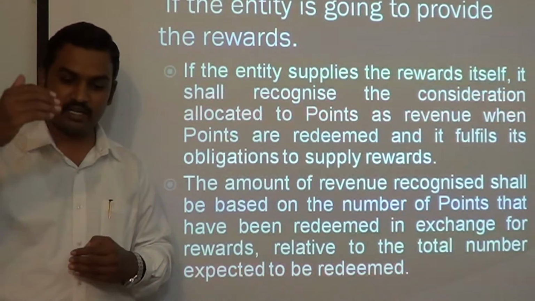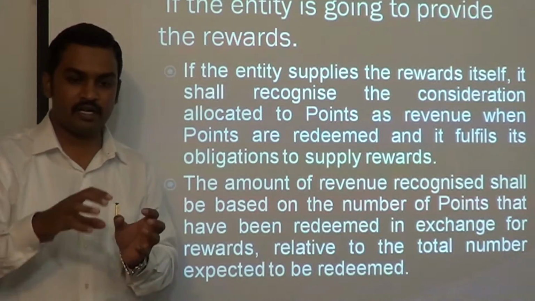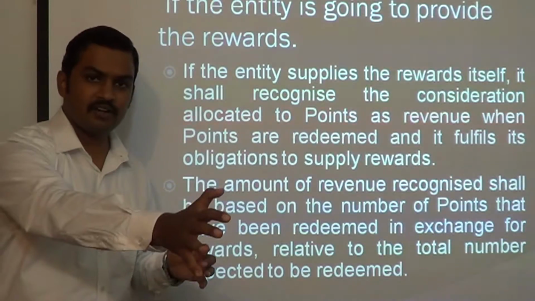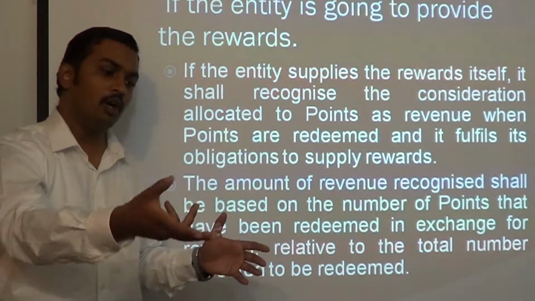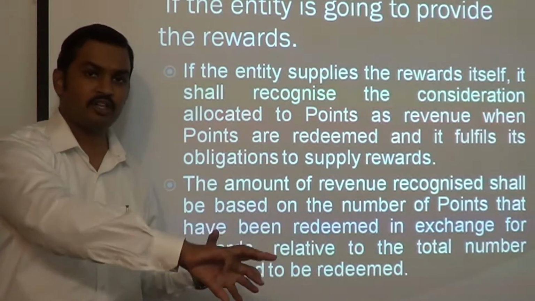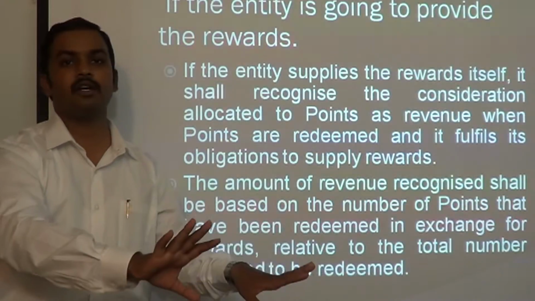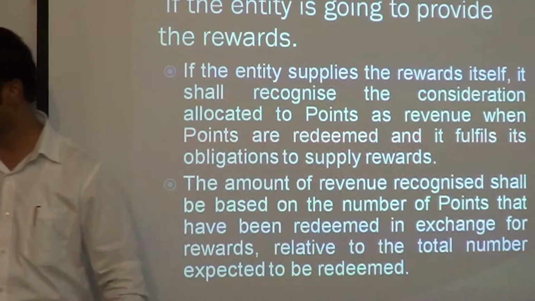So when points are granted, out of the total sale transaction in which these points were granted, allocate a portion of the sale price to these points, take it as deferred revenue. In future when the points are redeemed to get services for free or at a discount, book this deferred revenue as income, and the cost of providing those goods and services will also be debited in that particular year. So this is the accounting treatment we are going to follow if I operate the reward points.